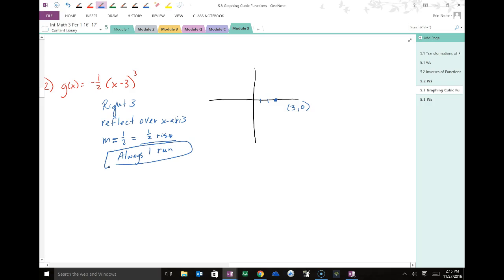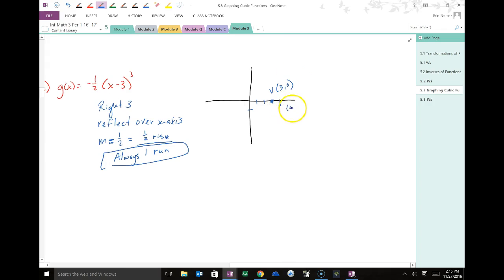So if I'm going to draw my John Travolta with his left arm down, I'm going to have to go down 1/2 and over 1. Here, let me move this label, it's kind of in the way. We'll say V, 3, 0, our vertex. So this point right here is going to be 4, -1/2. If I want to draw his left arm up, I'm going to go up 1/2 to the left 1. So this point right here is going to exist at 2 and 1/2.